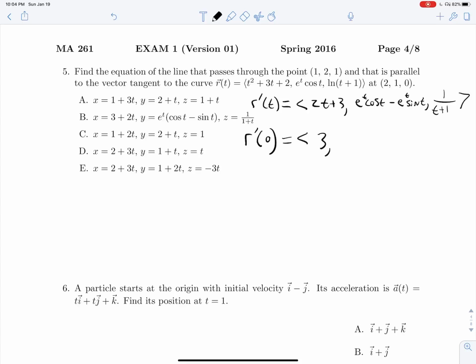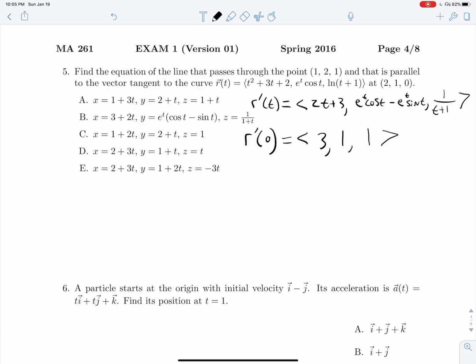And then, let's see, 1 minus 0, and then 1. Okay, awesome. So we are actually in the home stretch. We have all the numbers we need here.